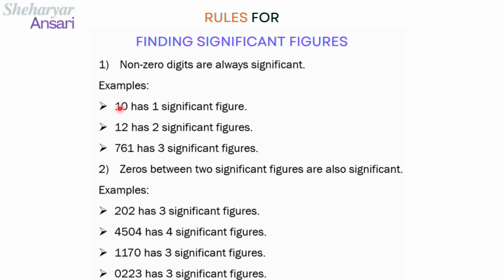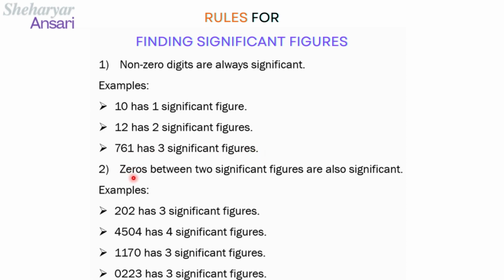So in this example, 1.0, there is only one non-zero digit, so there is only one significant figure in the number. Next example, 12. 1 is a non-zero digit, 2 is a non-zero digit. So these both are non-zero digits, so there are two significant figures. 761: all three are non-zero digits, so there are three significant figures.